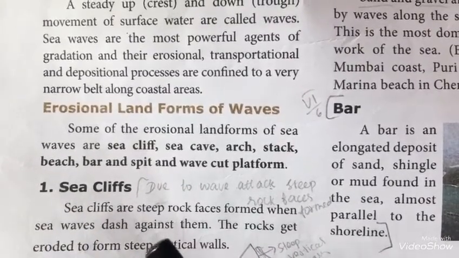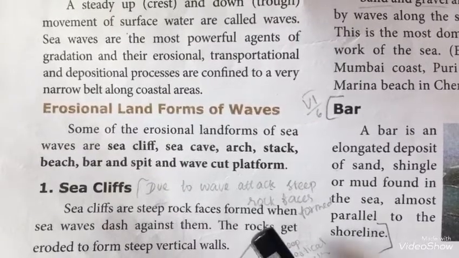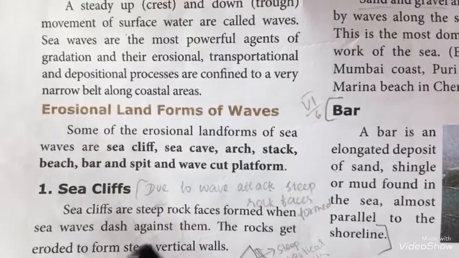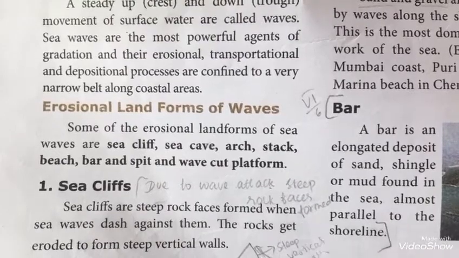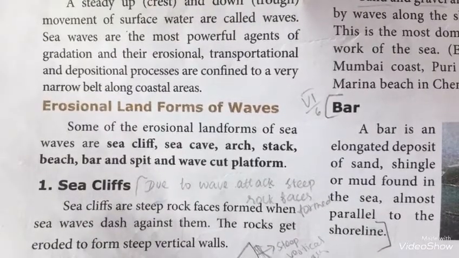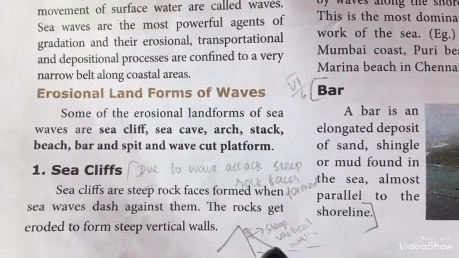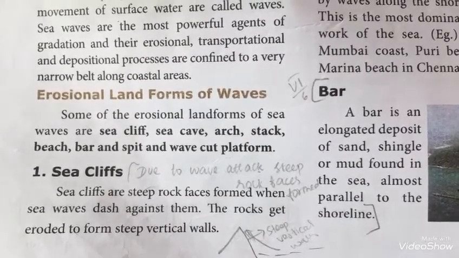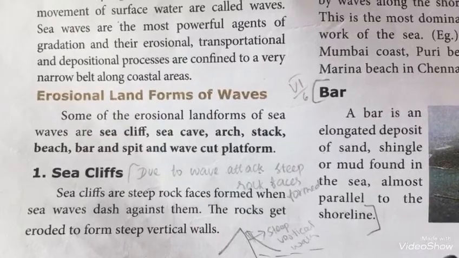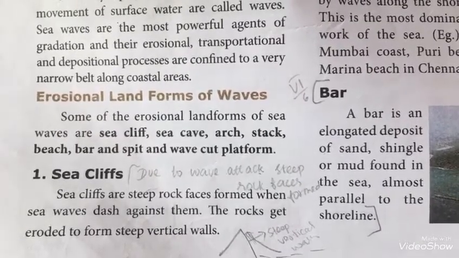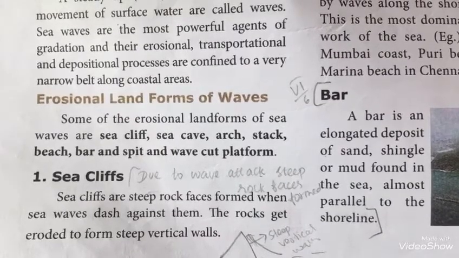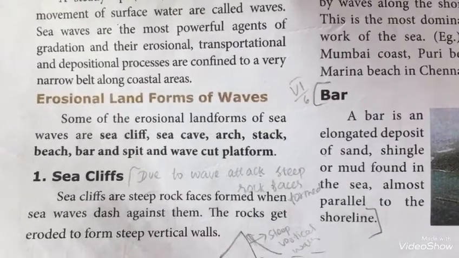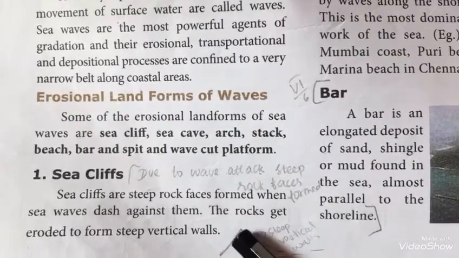Sea cliffs are steep rock faces formed when sea waves dash against them. The rocks get eroded to form steep vertical walls. Imagine if a mountain is near to the sea. Waves are always in continuous movement, like horizontally and vertically. So if the rock is near to the sea, waves will definitely dash against the rocks.